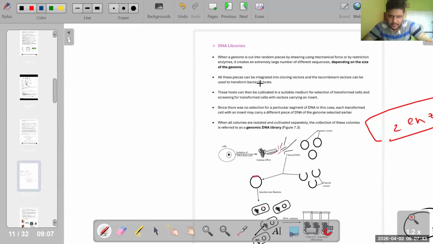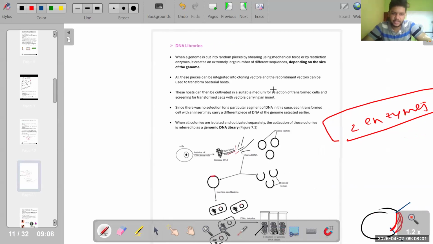All these pieces means what pieces? DNA segments. All these pieces can be integrated or joined into cloning vectors, and the recombinant vectors can be used to transform bacterial cells. Can you see? They are saying all those DNA segments can be integrated or joined with cloning vectors to form recombinant vectors, and these recombinant vectors can be used to transform cells. Is the second statement clear?